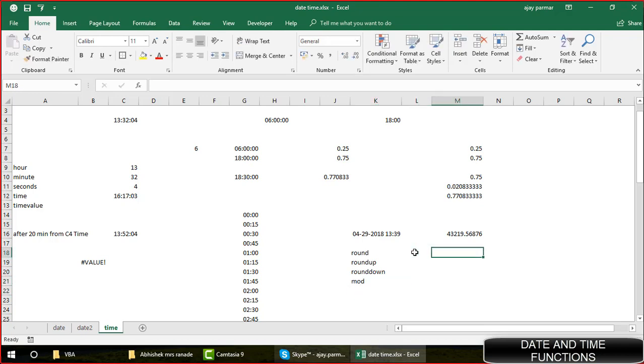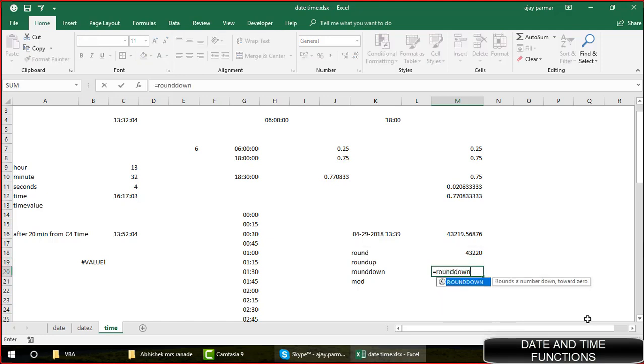Guys, what is the round function? If you have a number in decimal, let's say this is your number, and I say round this number to 0 digits. What will happen? You will get a rounded number, because the last digit 6 was greater than 5. So you have a rounded number here. Now what if you do not want the decimal part at all? Okay, so what do you do? I use ROUNDDOWN.